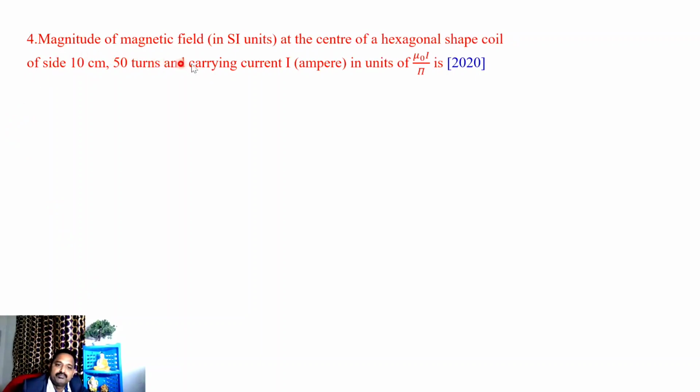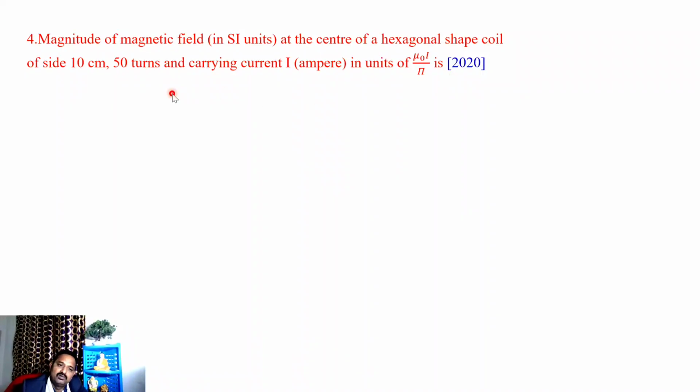See, magnitude of magnetic field in SI units at the center of a hexagonal shape coil. My dear student, here the coil is hexagonal shape, that means it has 6 sides. Each side is 10 centimeter. It has 50 turns, my dear student, and carrying current I in ampere. We have to write this magnitude of magnetic field in units of mu naught I by pi.